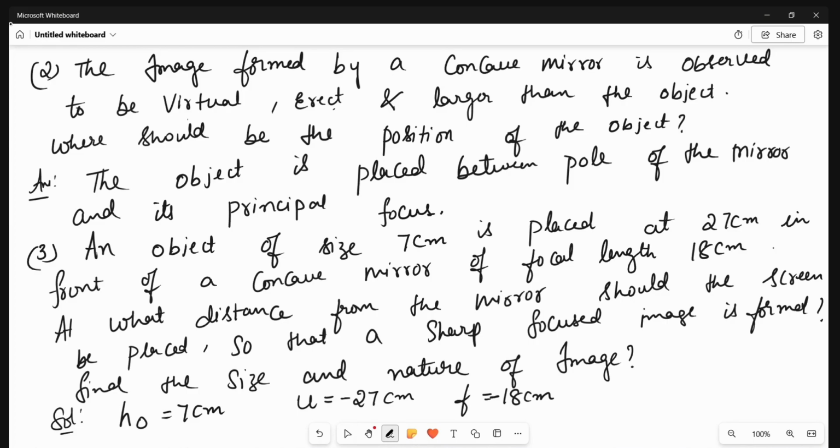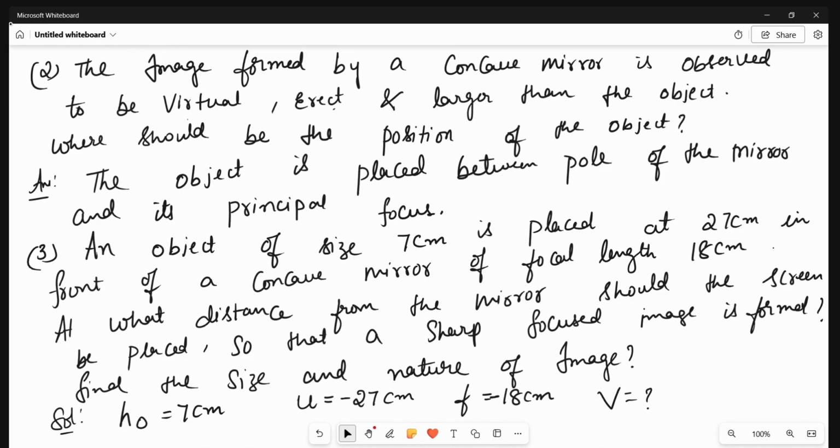At what distance from the mirror should the screen be placed? That means V he is asking. So you are getting the image on the screen. That means it should be a real image. And you have to find the size of the image. So we know F, U. We can find V.